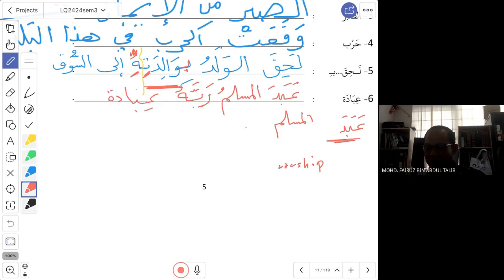Ibadatan. Maybe we can add this. We say ibadatan mukhlisatan, sincere ibadah. So he worships his God sincerely. This sentence might be a bit difficult, so maybe we can write an easier sentence.